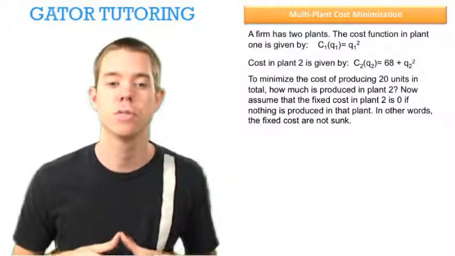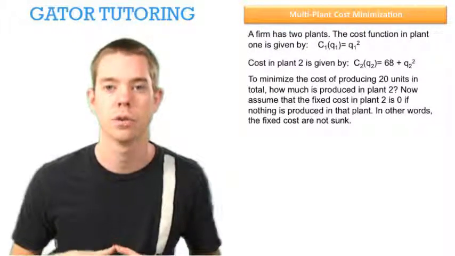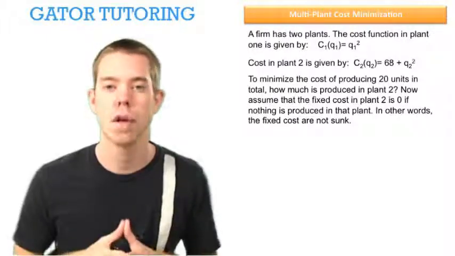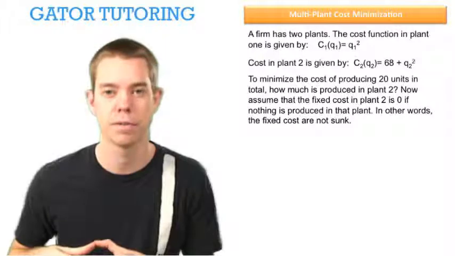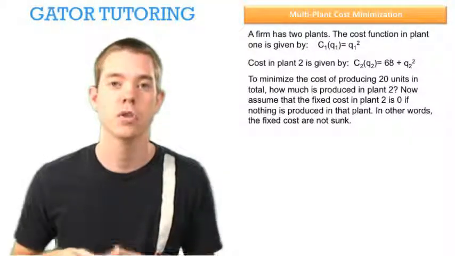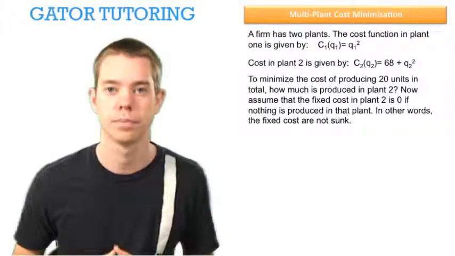But now we're going to assume that the fixed cost in plant 2 is 0 if nothing is produced in that plant. So in other words, the fixed costs in plant 2 are not sunk. Let's assume that that fixed cost is the cost of building the factory. So plant 1 is already built and standing. Plant 2, we haven't built it yet. If we did build it, it would cost us $68.